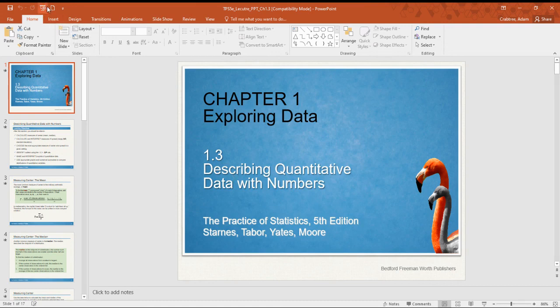Stats students. Today we're going to be looking at section 1.3. So we've already just in 1.2 discussed how to display quantitative data in graphs. We talked about dot plots, stem and leaf plots, and histograms, but now we're going to be looking at describing quantitative data with numbers.